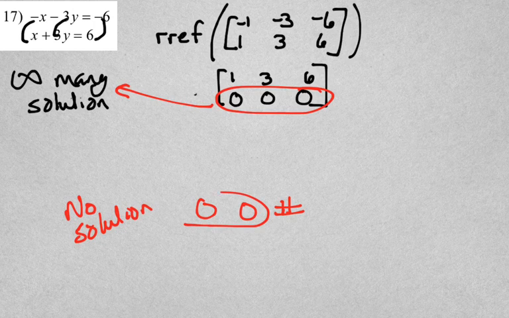So if you had the first several columns being 0 and the last thing being a number, then it's no solution. If they're all 3 zeros, it's infinitely many. Let's do the next one.